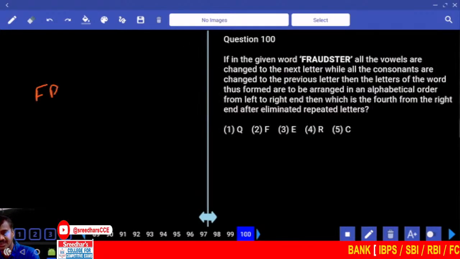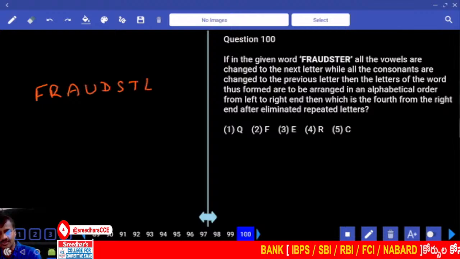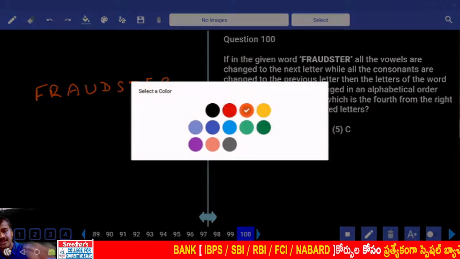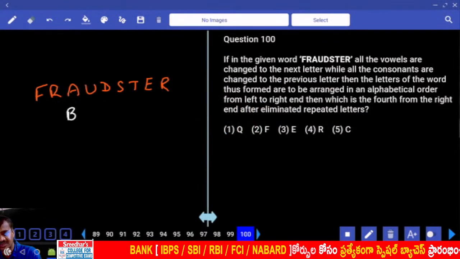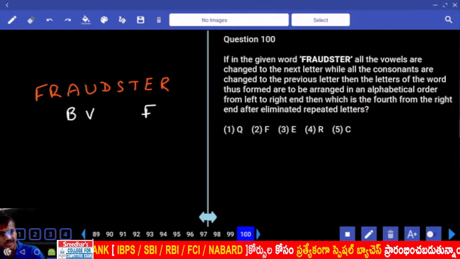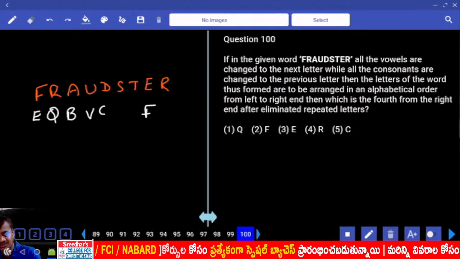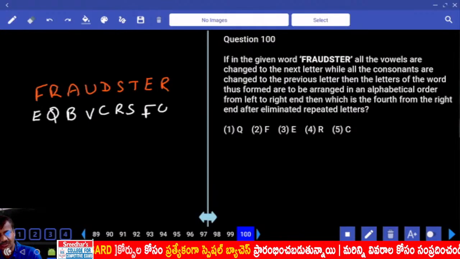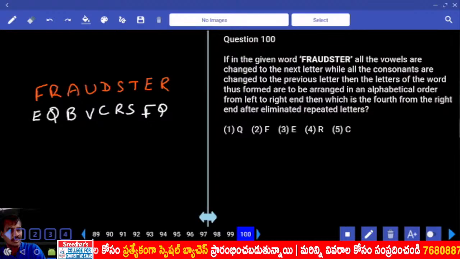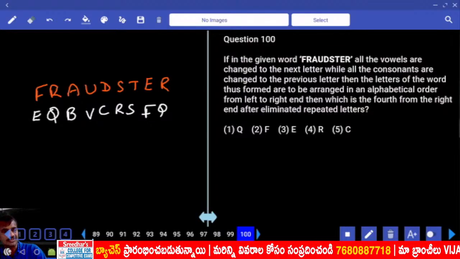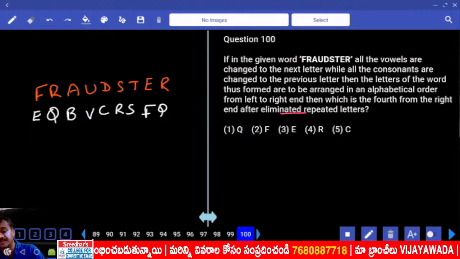Fraudster. FRAUD, STER. Now in this word fraudster, all the vowels are changed to the next letter. A has become B, U to V, E to F. And consonants changed to previous. Now this is E, Q, C, R, S, Q. Then all the letters of the word thus formed are arranged in alphabetical order from left to right, which is fourth from the right after eliminating the repeated letters.